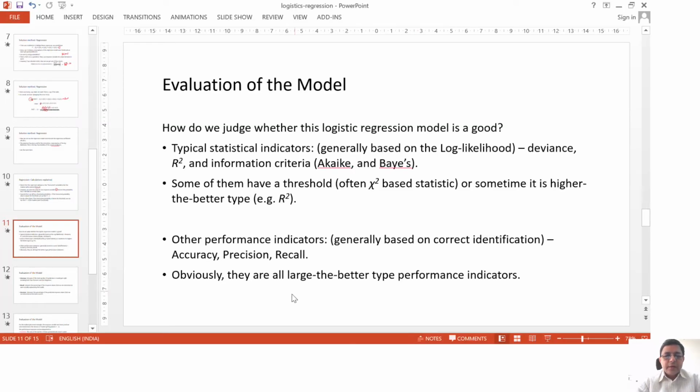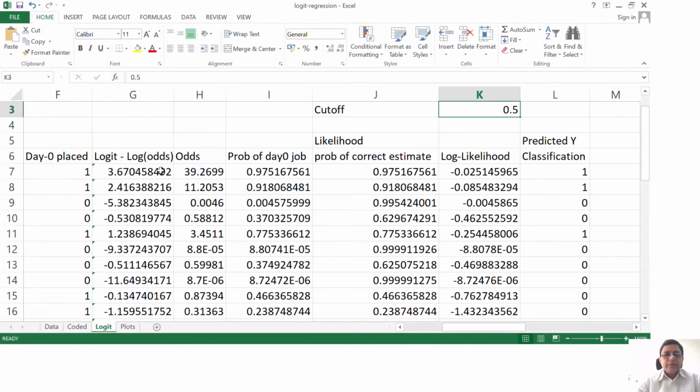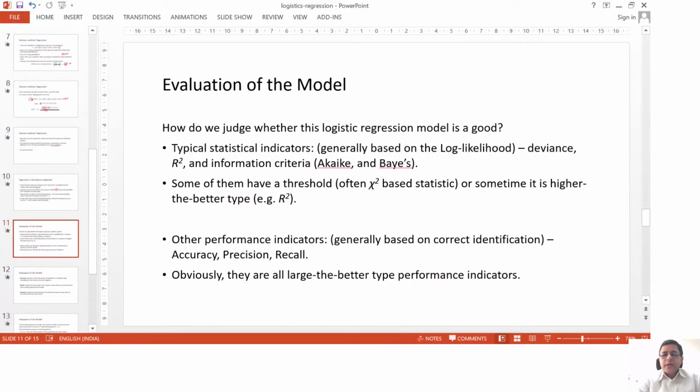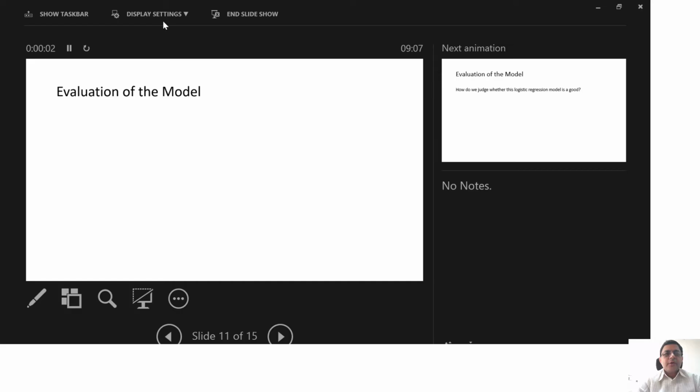Once again, recalling your memory. What we are doing right now is essentially comparing the observed value of y with the predicted value of y. And we are asking ourselves, what is a good way to say that my logistic regression model is good?